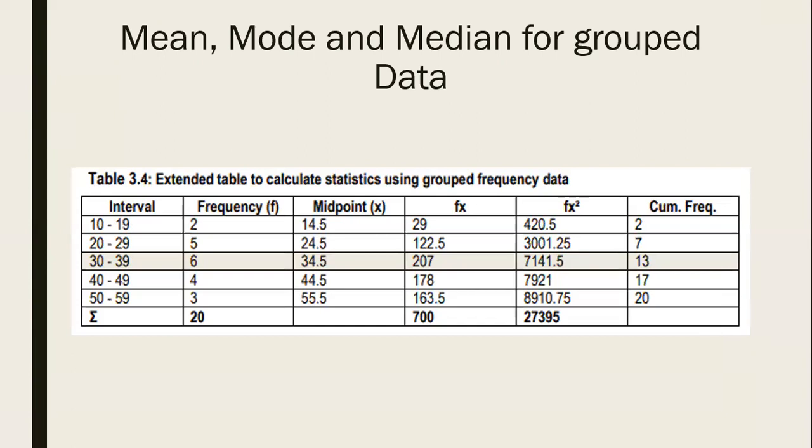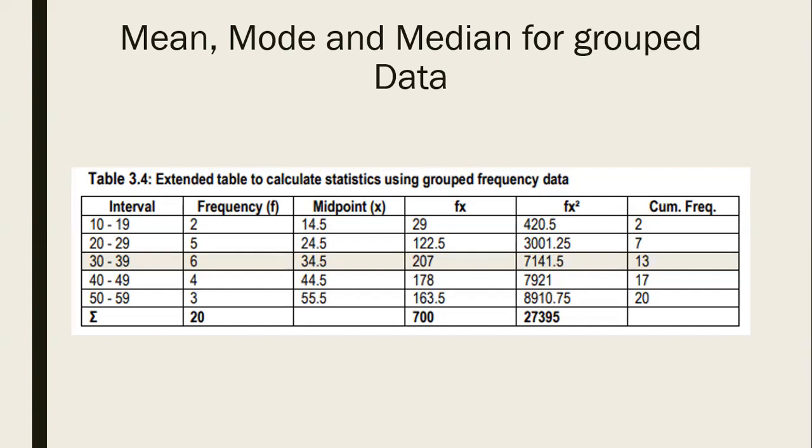The midpoint is denoted by the letter x, and the frequency is denoted by the letter f. So for the column fx, you are simply multiplying the frequency and the midpoint. So 2 by 14.5 gives 29. 5 by 24.5 gives this value. 6 by 34.5 gives this value. 4 by 44.5 gives this value. And 3 by 55.5 gives this value.